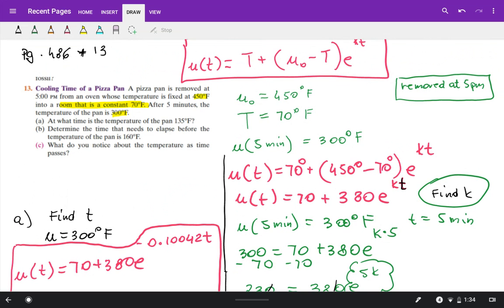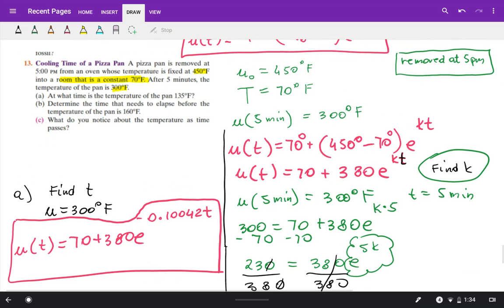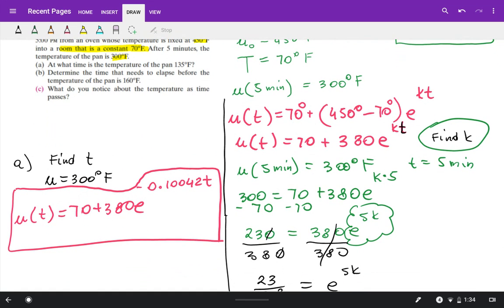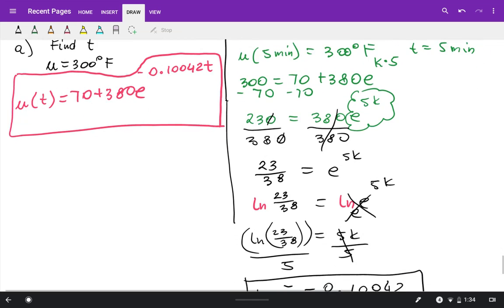And u of t I replace with 300, because after 5 minutes the pizza pan temperature was 300. And the variable t, where you see here, I put 5 minutes. And our equation ends up to be 300 equals 70 plus 380 e to the k times 5. We use that equation to solve for k, which is the constant.